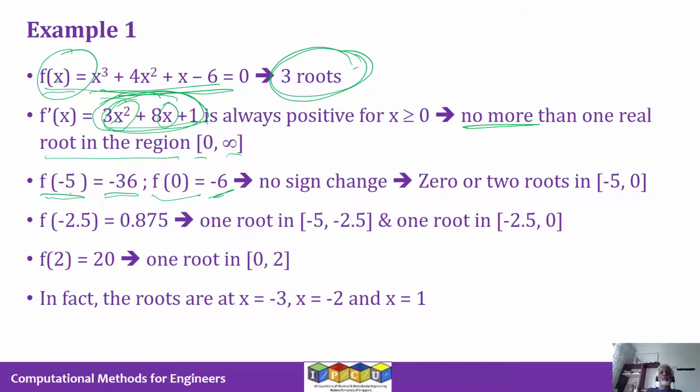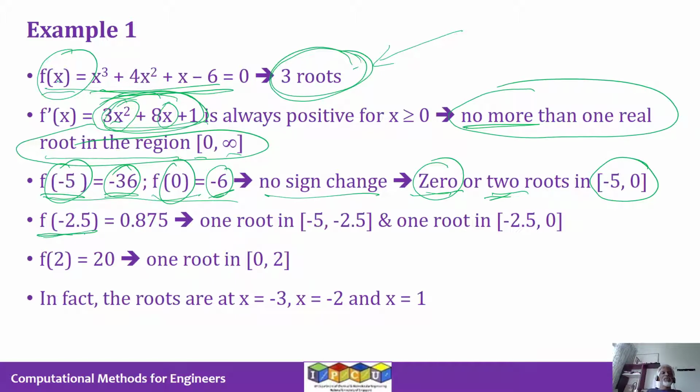So between -5 and 0, what you see is there is no sign change in the function. It is negative at -5, it is negative at 0. That means there could be 0 roots or 2 roots in the region between -5 and 0. We are not talking about 4 roots, 6 roots, etc. here, because we know the function can have a maximum of 3 roots. So between -5 and 0, because there is no sign change, we guess it should have either 0 roots or 2 roots.